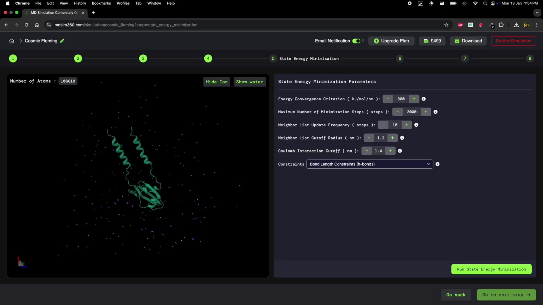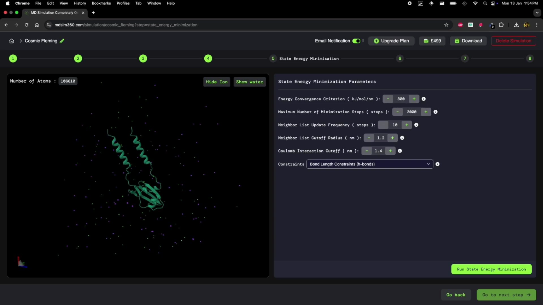This is where energy minimization becomes essential. This process systematically adjusts the positions of atoms and ions to remove overlaps and reduce strain within the system. By stabilizing the molecular structure, energy minimization ensures that the simulation starts from a realistic and physically accurate state. This enables reliable and meaningful results. Let's talk about how energy minimization works and the parameters we set for this step.